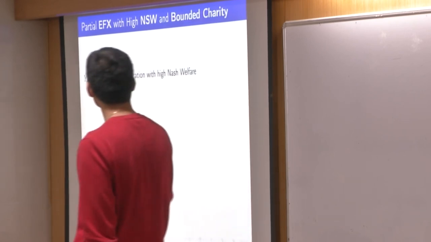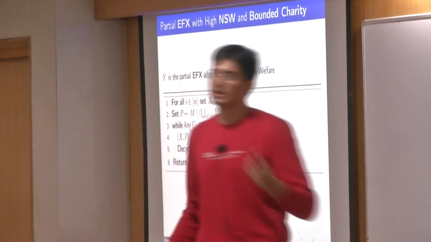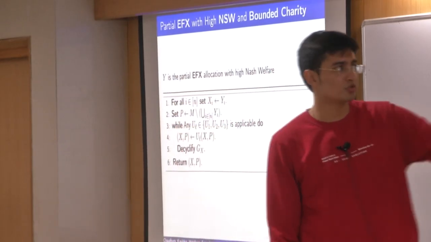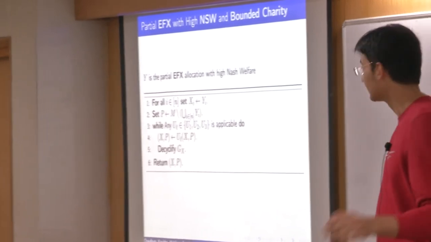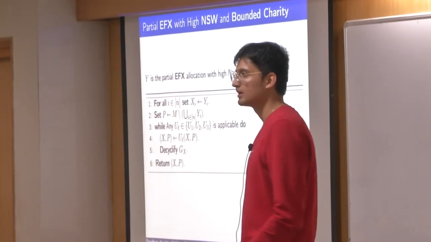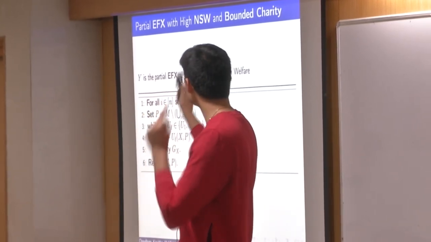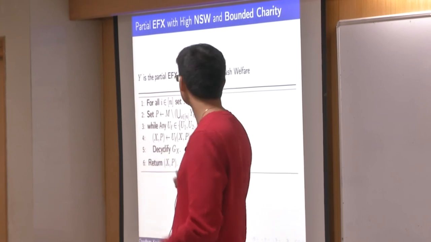Well, I'm skipping certain slides. Our algorithm will give a partial EFX with high Nash social welfare and with bounded charity, for instance, because you just need to start cleverly at the beginning. So you have fewer goods going to charity and nobody envies the pool. So you have all these three guarantees, but still you don't have a complete EFX with high Nash social welfare.